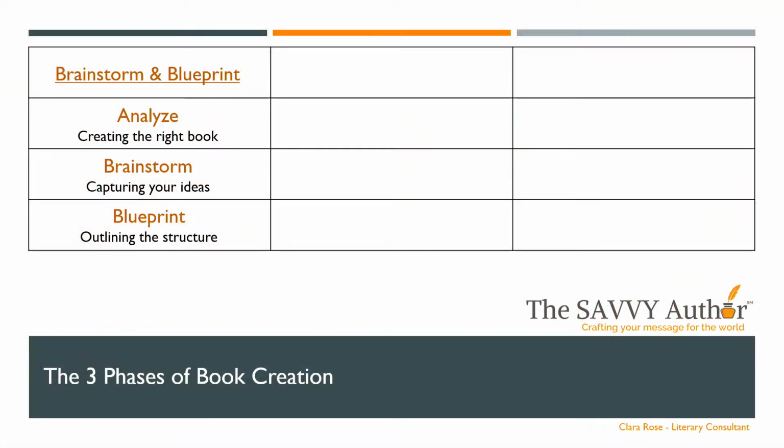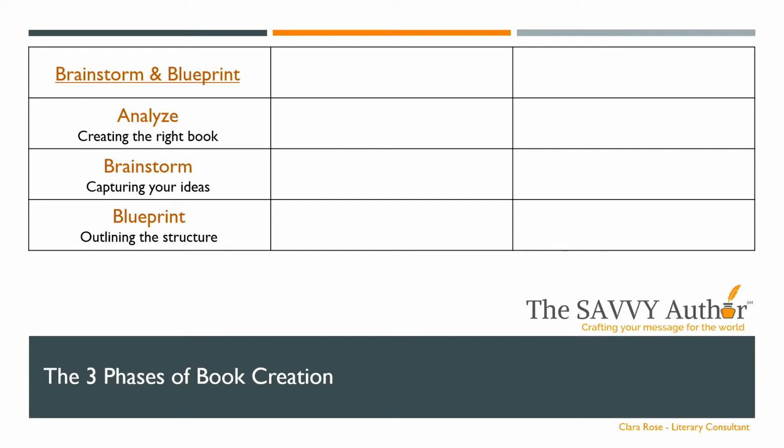Okay, today we're actually going to start a little bit differently than normal. We have a topic of the day today, but by popular request, I'm just going to run over something really quick with you, and that is the 3 phases of book creation. So, what are the 3 phases of book creation? First of all, the brainstorm and blueprint is phase 1.